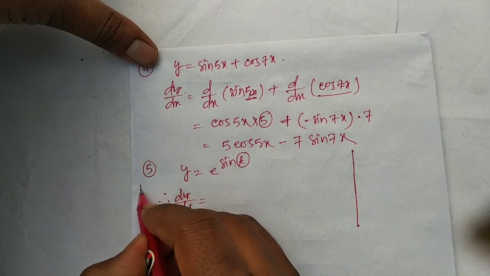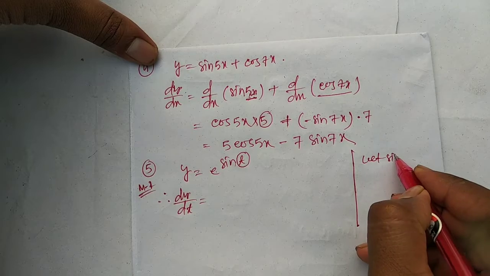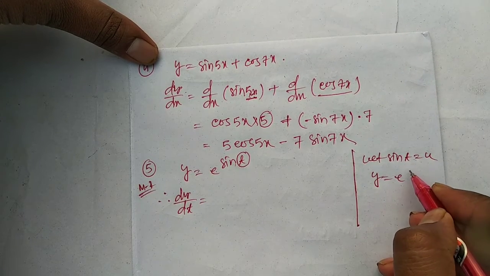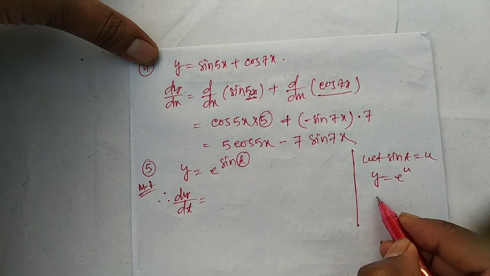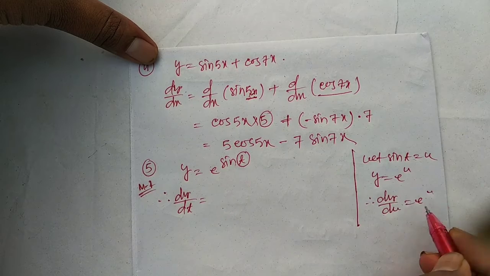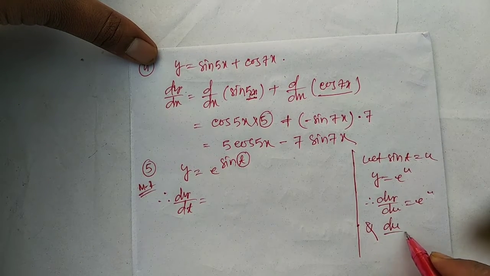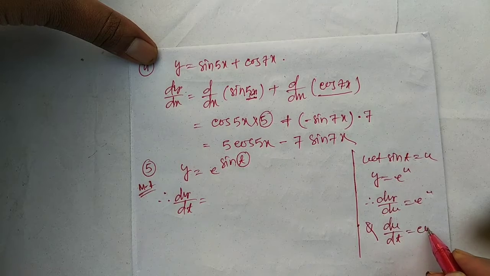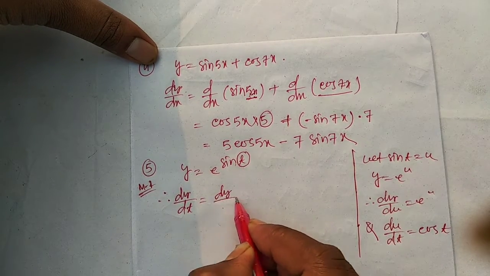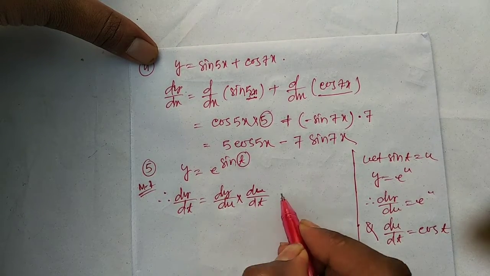Otherwise, solve in the fast method. Then I will write directly. So, let sin t be equal to u. So y will be e to the power u, and dy by du will be e to the power u, and du by dt will be cos t. Okay, just put: dy by dt will be dy by du times du by dt. This is from the chain rule.